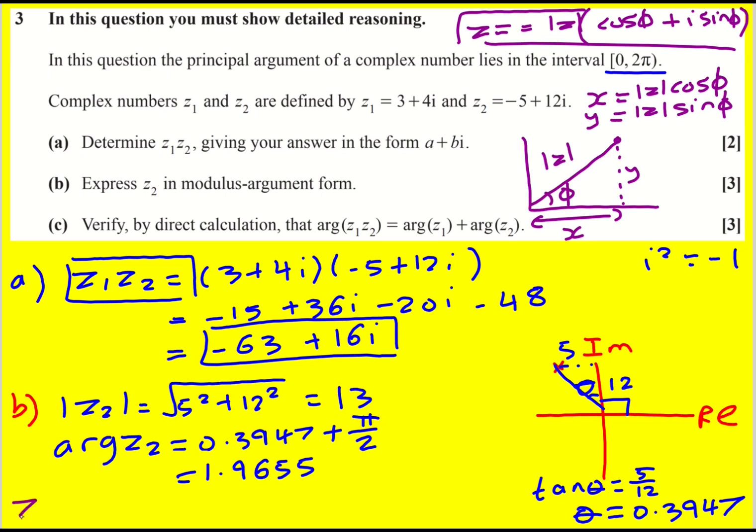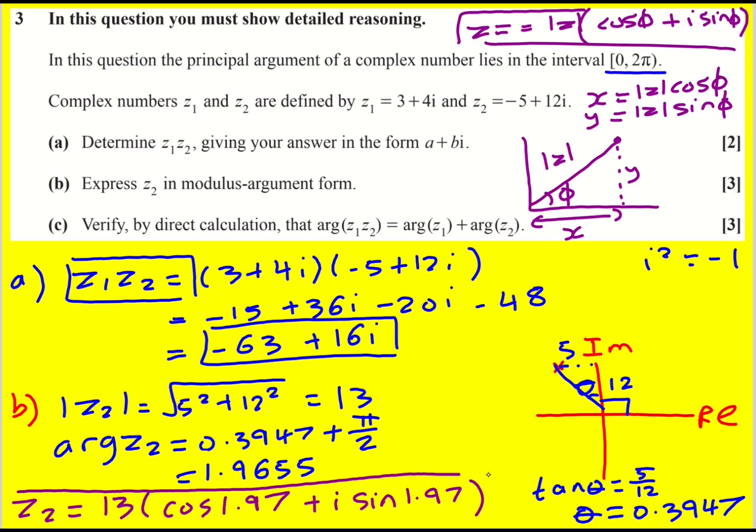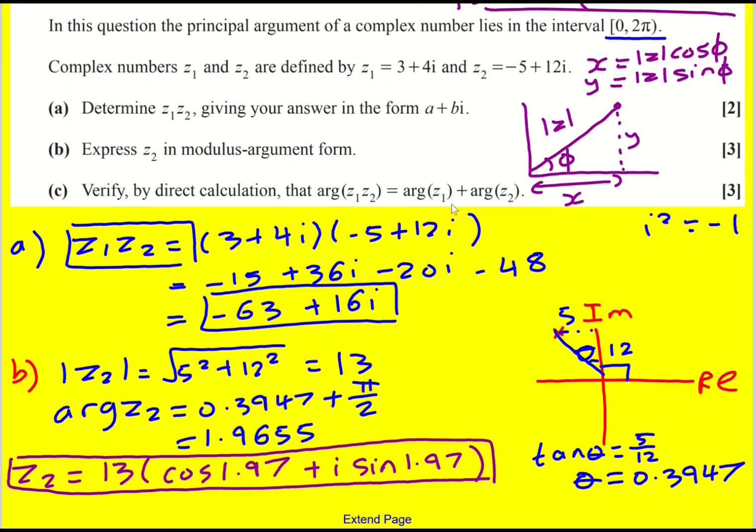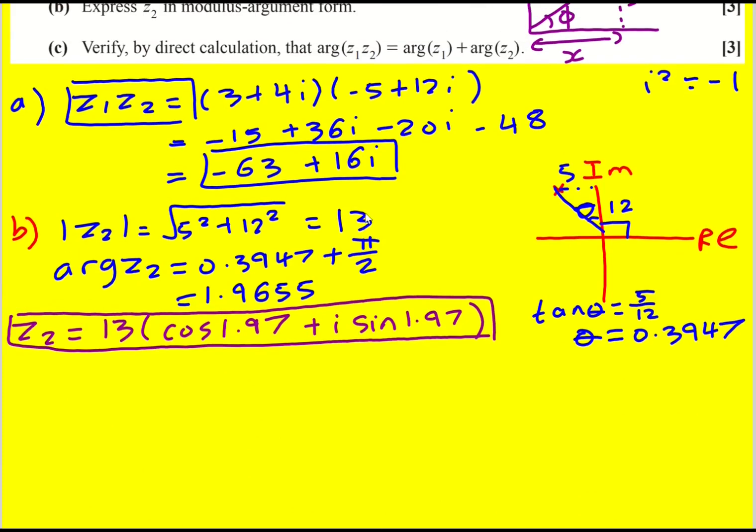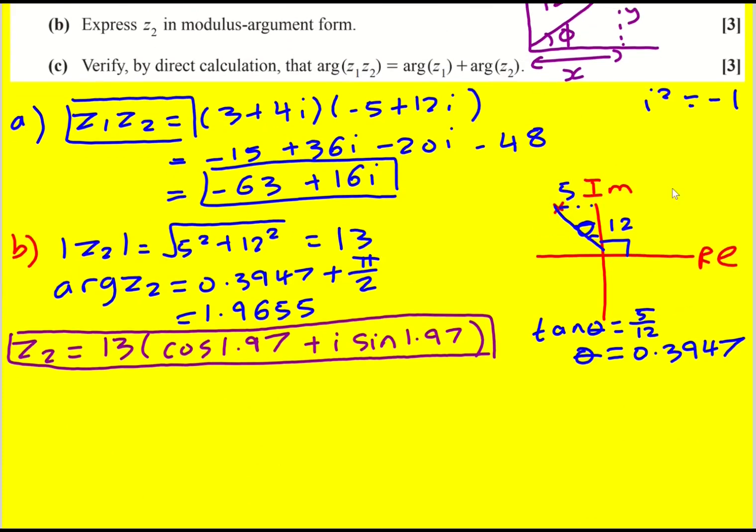So finally, for us, we've got that Z2 is going to be 13 times cos of 1.97, rounding to 3 significant figures, plus i sine 1.97. That is our modulus argument form. Finally, verify by direct calculation that when you multiply two complex numbers together, you essentially add the arguments from your two originals.